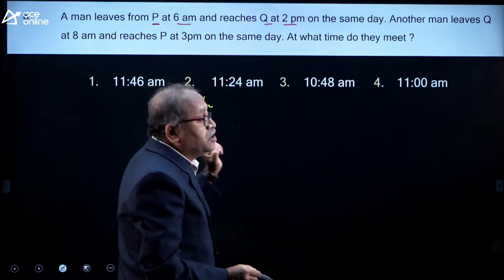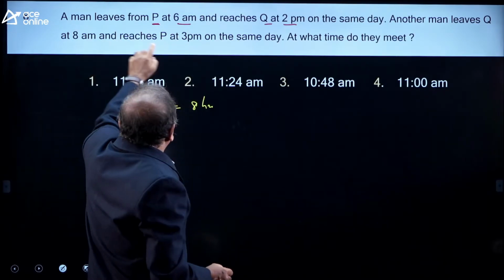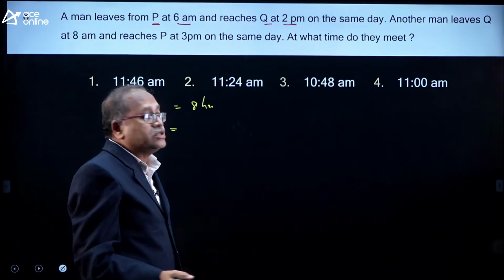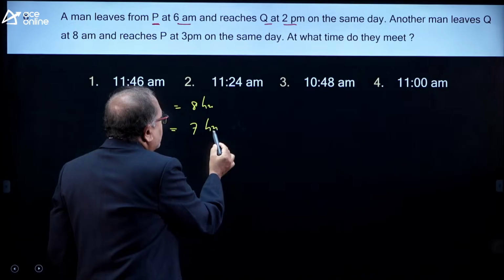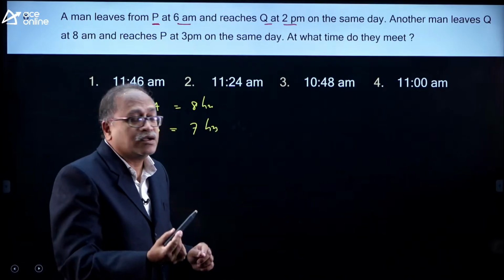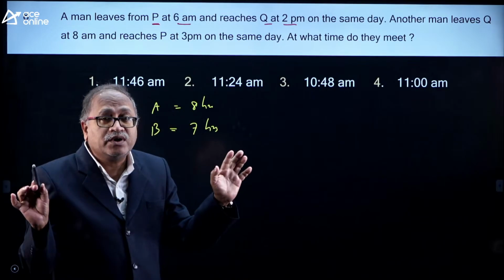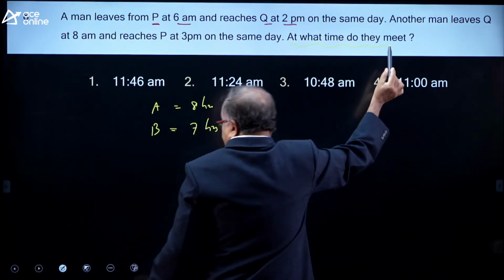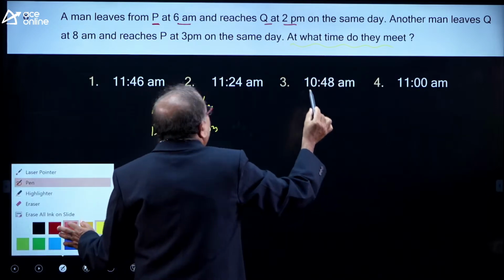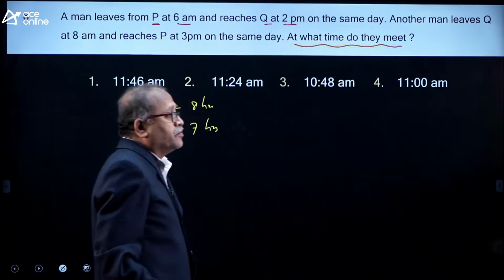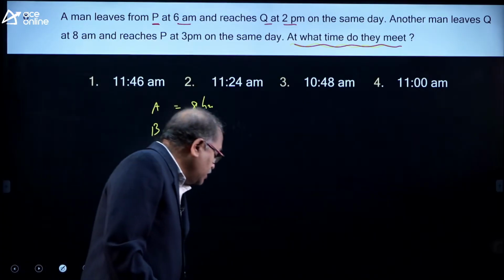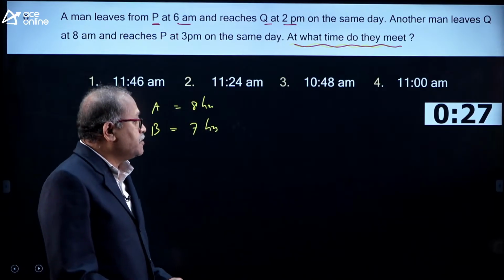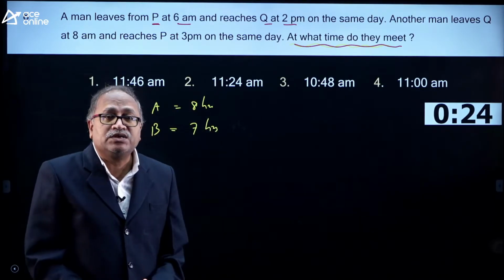Another man leaves from the other side, Q, at 8 a.m. and reaches P at 3 p.m. So, 8 a.m. to 3 p.m., I notice that 4 plus 3, 7 hours. Let the other person who starts from Q be B and he takes 7 hours to complete that Q to P, and I do not know what the distance is. Now, what is the question here? At what time do they meet? Can you answer this? Think of it, how to answer the question. I am giving 30 seconds for you to respond to this question. I do not know the distance.